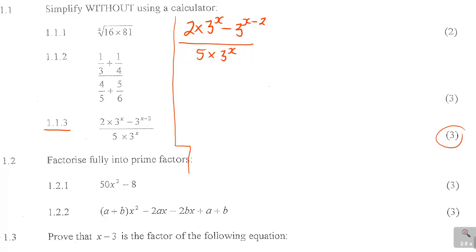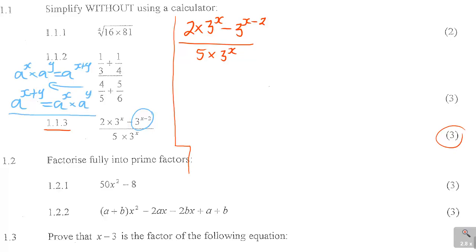Now, what I'm going to use here is the law, especially for this part of 3 to the power x minus 2. So I've got this first law, which is a to the power of x times a to the power of y is equal to a to the power of x plus y. Remember this law, but I'm going to write it in the reverse of that law, and the reverse will be a to the power of x plus y is equal to a to the power of x times a to the power of y.